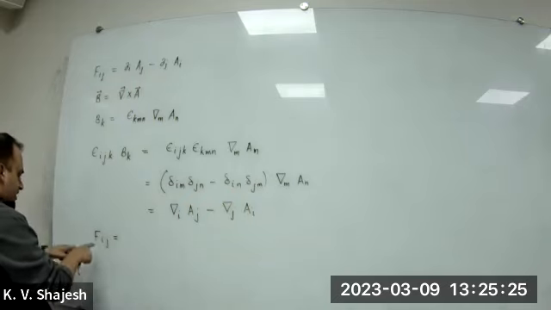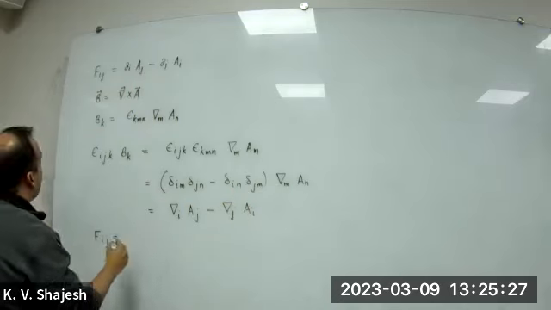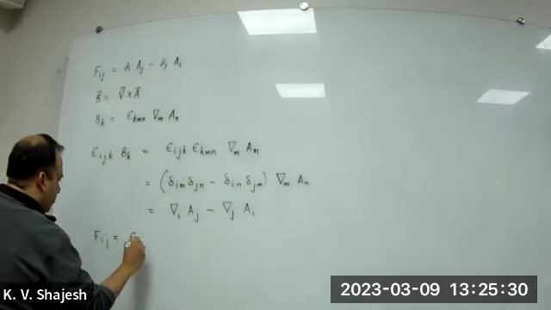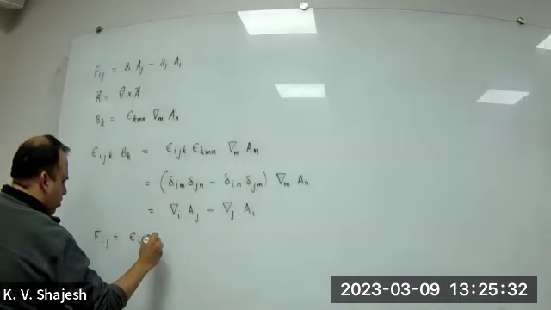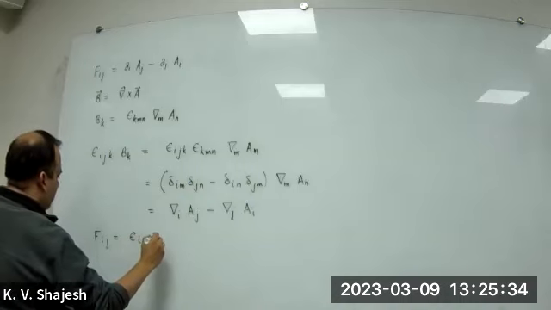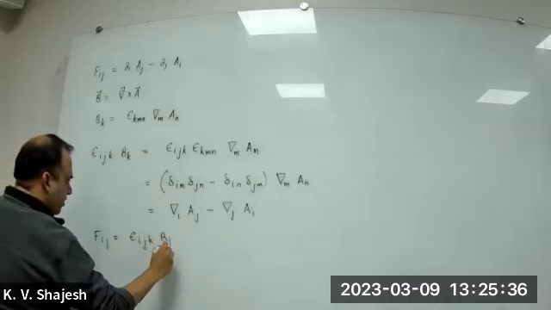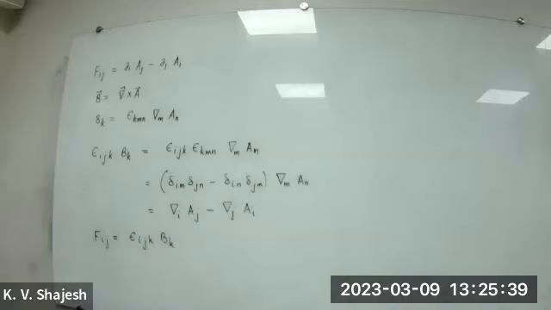So this is like cyclic, right? The 1, 2 component will be the third one. It is equal to epsilon_ijk times B_k. You see this in angular momentum also, right?